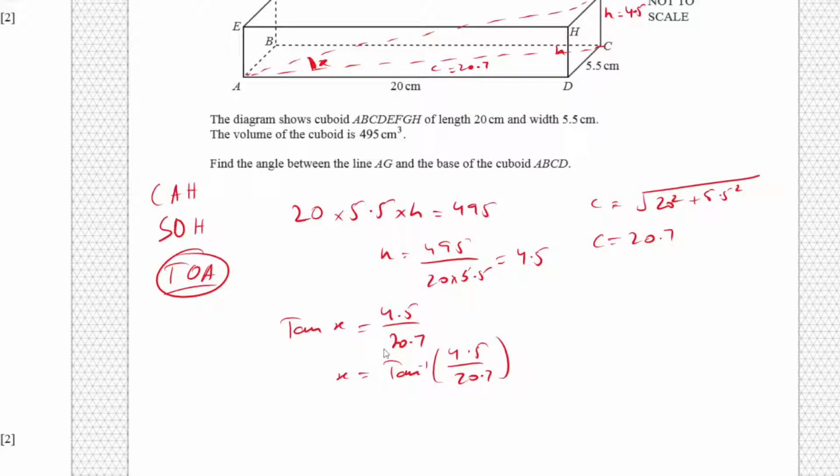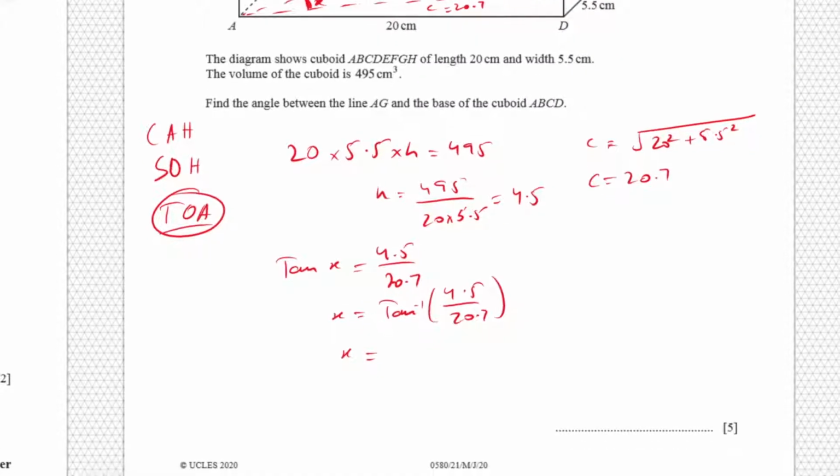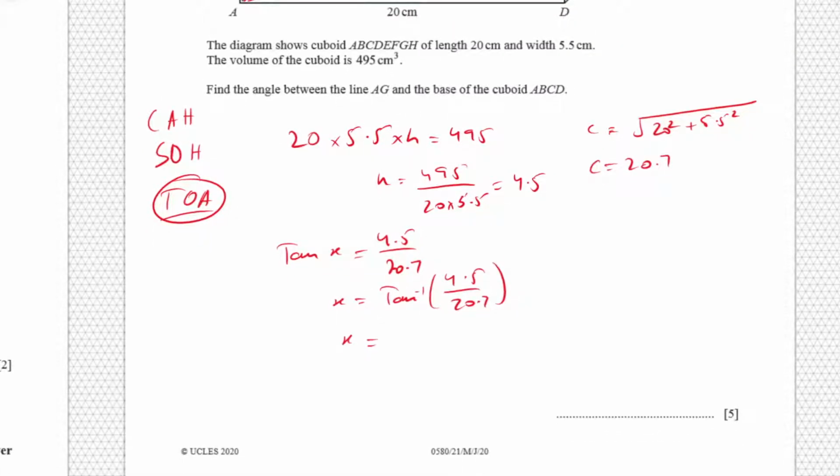Well, these are regular steps, right? There should be nothing confusing here. If there is, then I guess you'll have to revise simple trigonometry. Tan inverse of 4.5 over 20.7 is 12.3. So, 12.3 degrees. Alright. Let's move on.